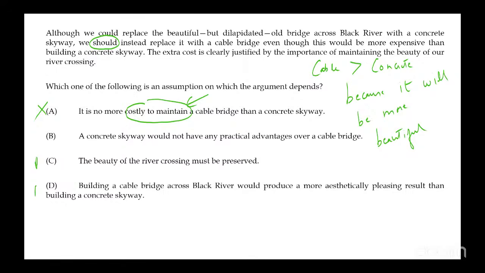B, a concrete skyway would not have any practical advantages over a cable bridge. Let's deny this. This is also a close option. It says a concrete skyway would not. Let's say it will have one practical advantage over a cable bridge, right? Can the author still argue that because of the beauty, because of the fact that cable will be more beautiful, let's go with the cable bridge, right?